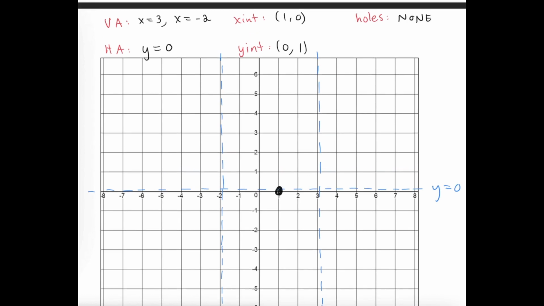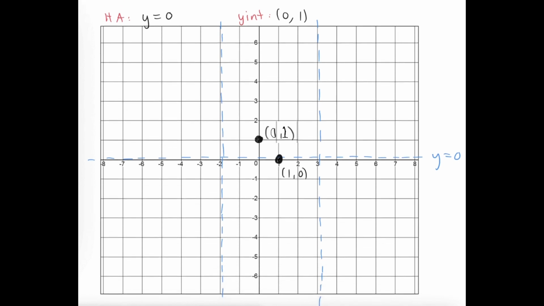Now, it is a good time to mention that you cannot cross a vertical asymptote, but we can cross horizontal asymptotes. The y-intercept is (0, positive 1), so that's going to be right here. And again, we want to label all of our points.